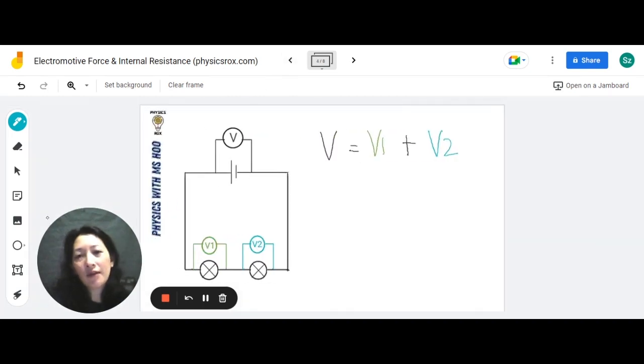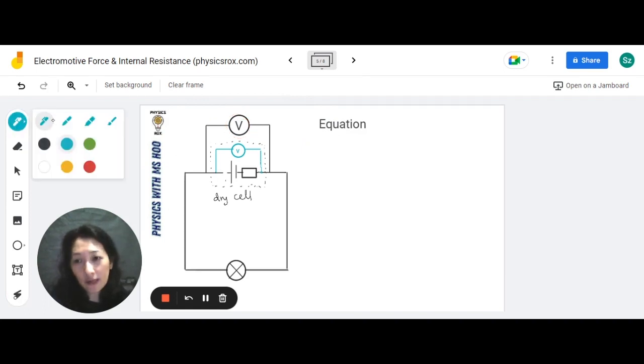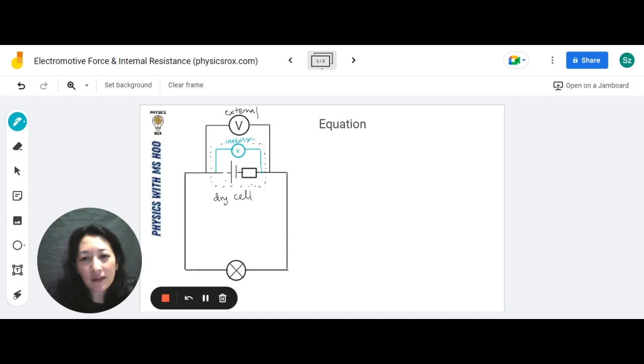Because if you can recall from the previous slide, we know that the total V here is the sum of V1 and V2. So we're going to take that into this diagram now. Let's say this V is the external voltage, which is measuring the potential difference across the external resistance. So right here, external, while the blue one represents the internal voltage across the internal resistance of the dry cell.